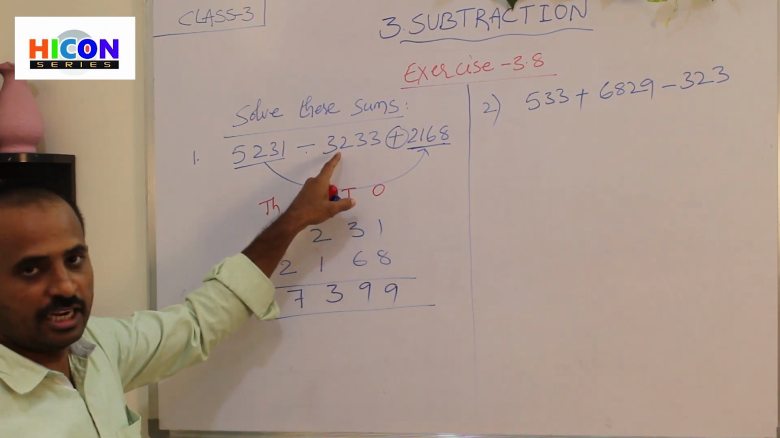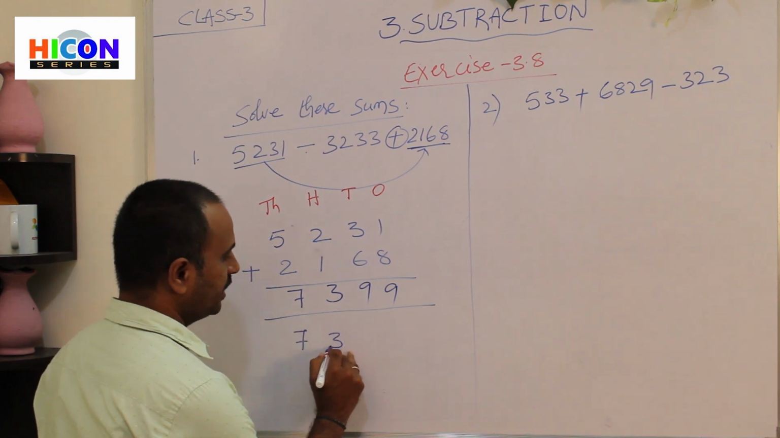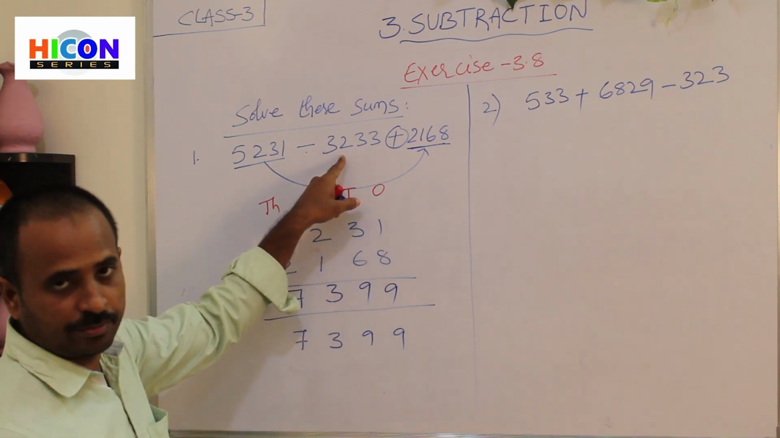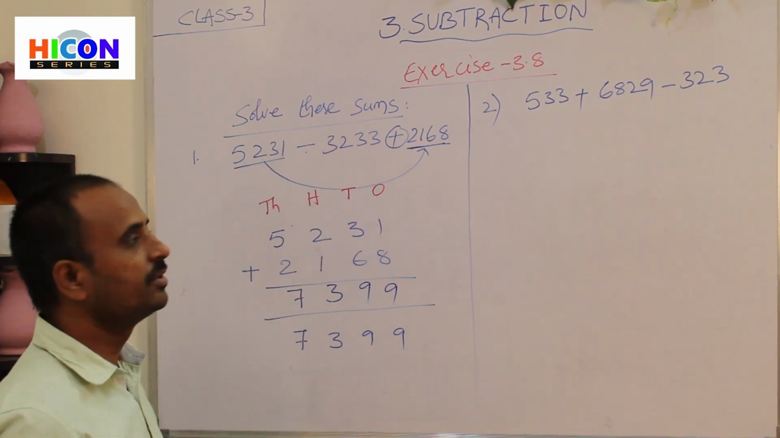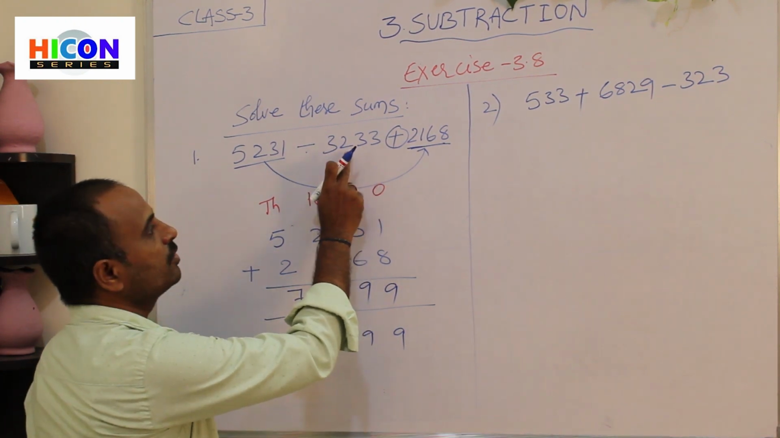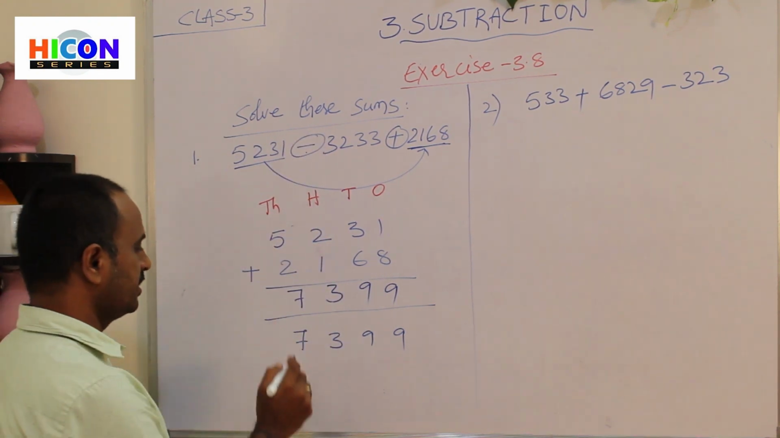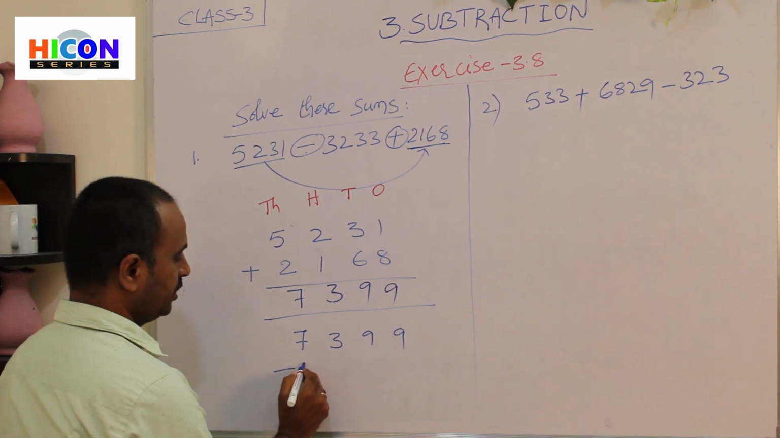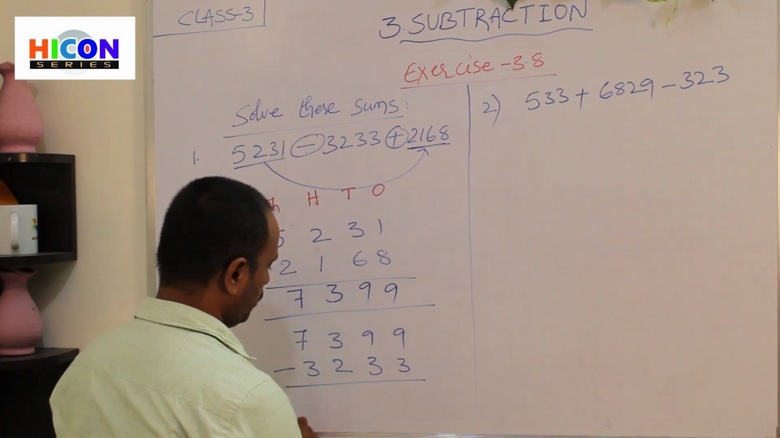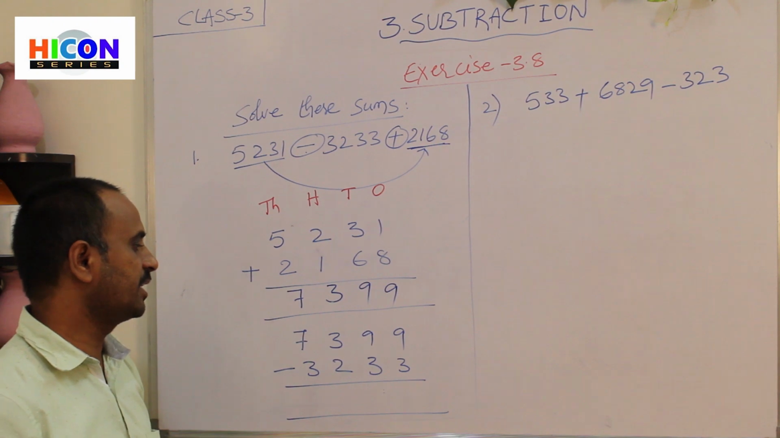Now subtract this number from this sum. So write the sum first. 7,399 is the sum, and subtract the other number, that is the third number, from this sum. So what is the third number here? 3,233. We have to subtract this number because this number has minus before it. So write this number minus 3,233. So now do the subtraction. So minus means subtraction. So do the subtraction here.